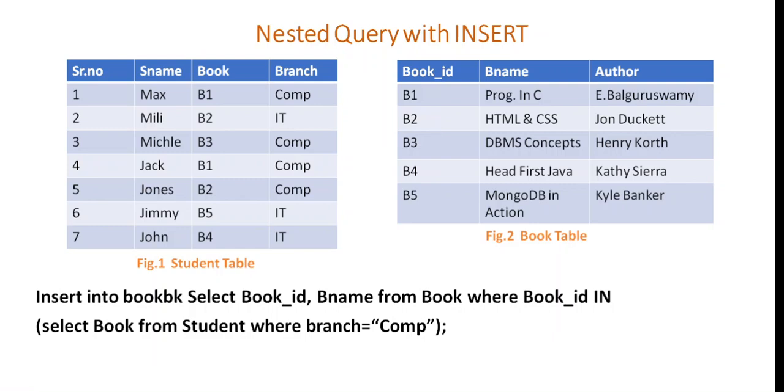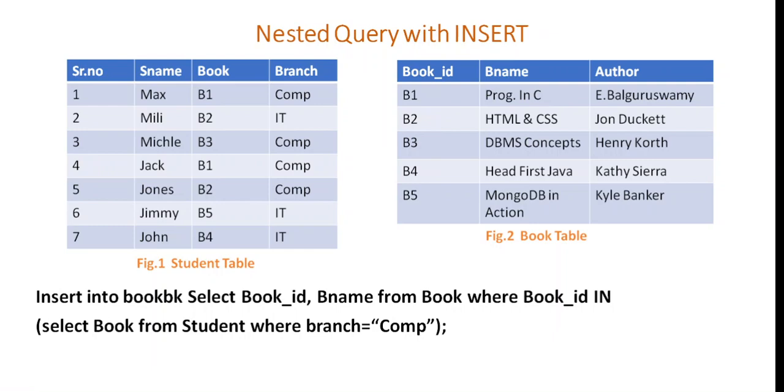So I have just written insert into book BK select. After this, there is no need to write the values keyword or any other keyword. Just write down your query: select book ID, book name from book where book ID in, select book from student where branch equals computer. So this is a nested insert query. See here, when you run this query, first the inner query, that is select book from student where branch equals computer, will get executed.